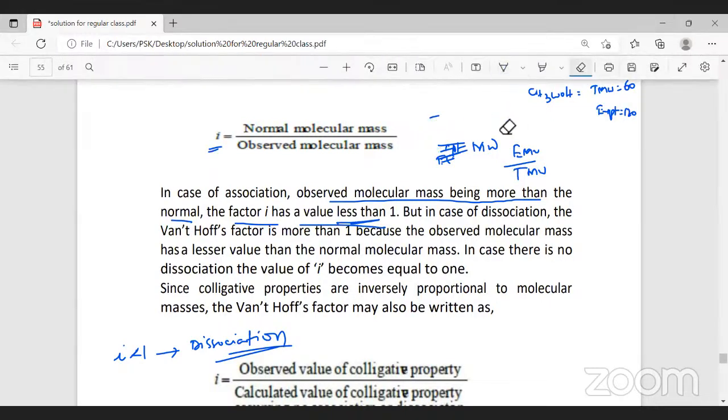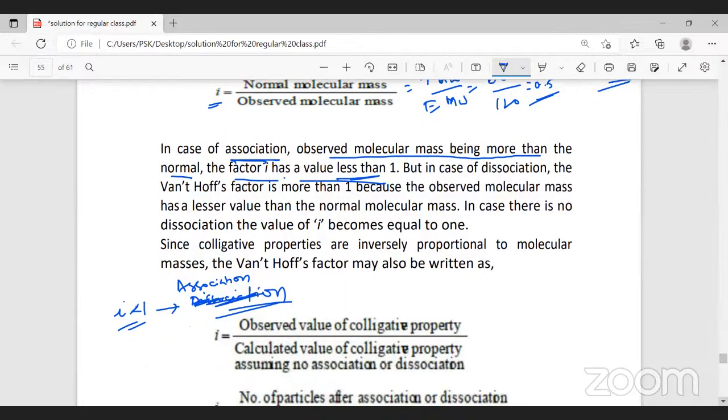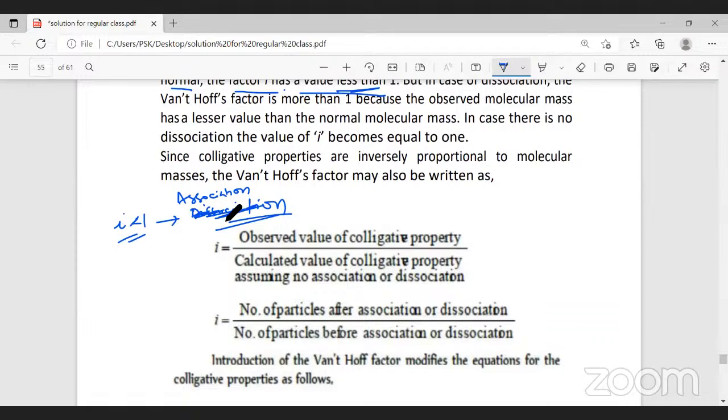Sorry, I made a mistake. It is theoretical molecular mass by experimental molecular mass. Now, theoretical molecular mass is 60 for acetic acid. Experimental molecular mass is 120. That means the ratio is 0.5. So that means it is less than 1. When it's less than 1, it undergoes association. Observed molecular mass being more than normal, the Van 't Hoff factor i has a value less than 1. See, it's association. So if Van 't Hoff factor is less than 1, the component will undergo association.